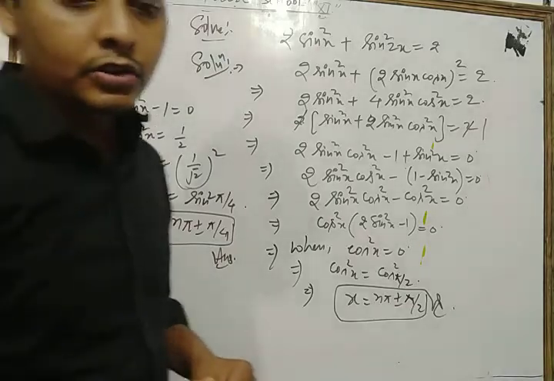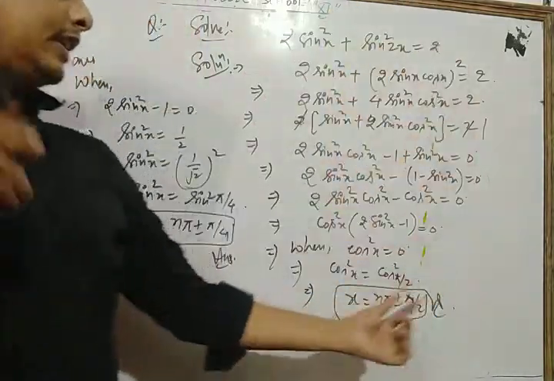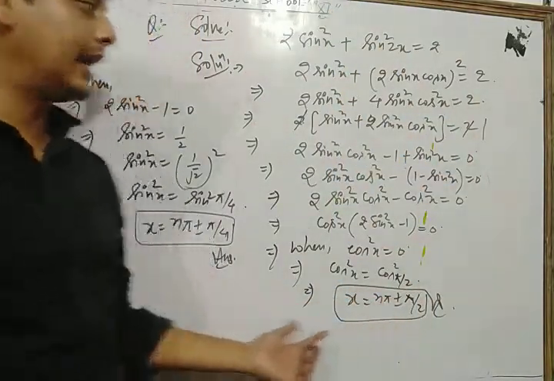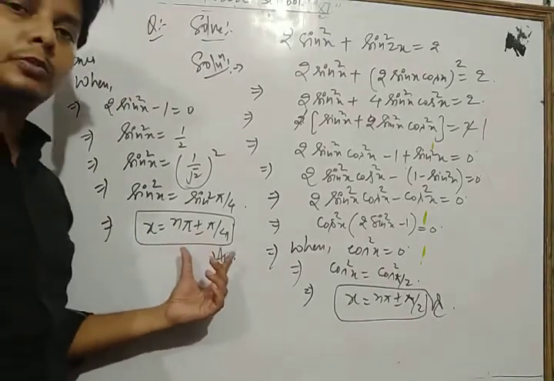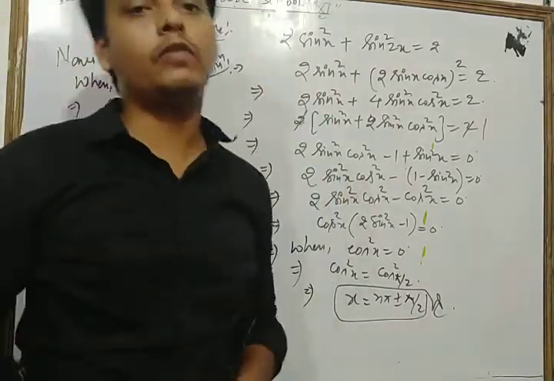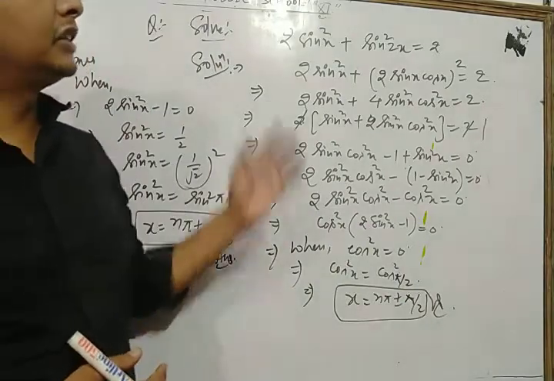So let's see the answer. Right, one answer is n pi plus minus pi by 2 and another answer is n pi plus minus pi by 4. So dear students, in this way we solve this trigonometric equation.